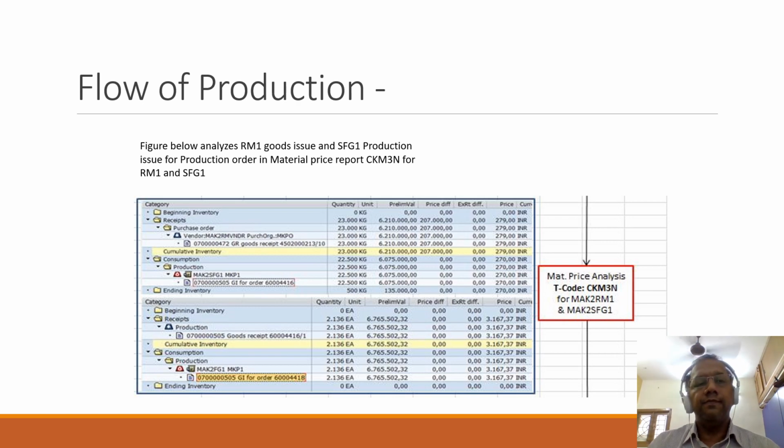Flow of production. If you see the flow of production before the analysis, raw material 1 is goods issued to the production order, and the material price report is for RM1. If we go into how the process is happening in inventory, the price differences go to manufacturing, then to semi-finished goods, and then finished goods. So it is associated with how the production order and the production flow are happening, and based on that we determine the price.